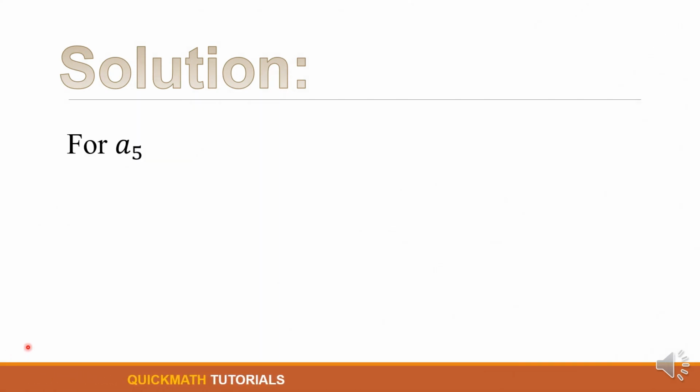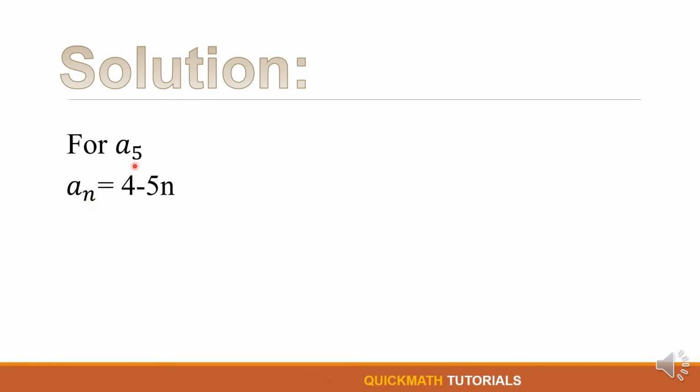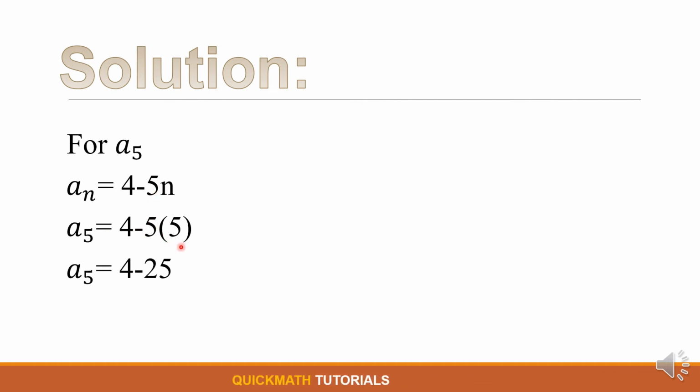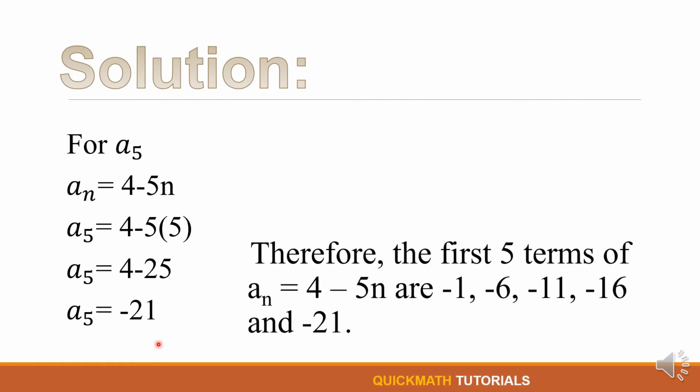Now for our fifth term or a sub 5, we will substitute n by 5. We have a sub 5 is equal to 4 minus 5 times 5. So copy 4. Minus 5 times 5 equals 25. And 4 minus 25 is equal to negative 21.